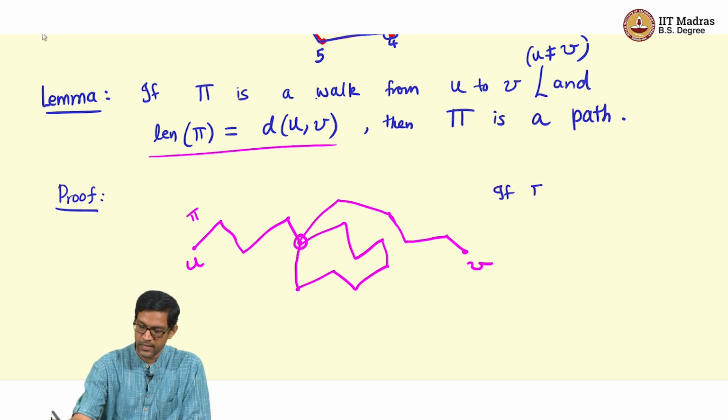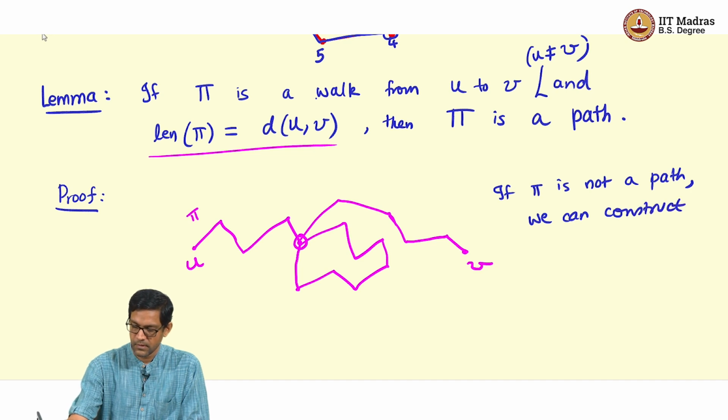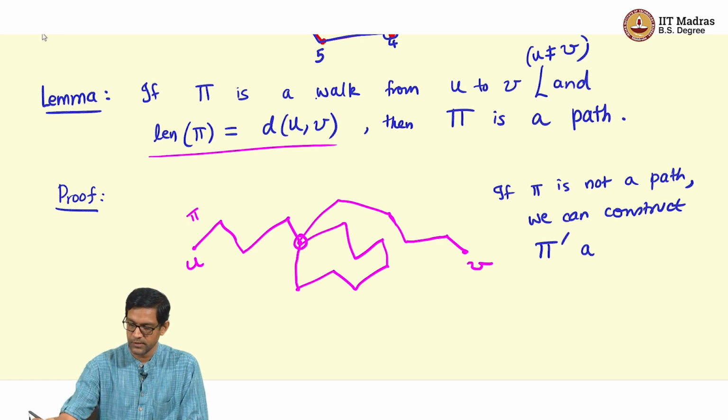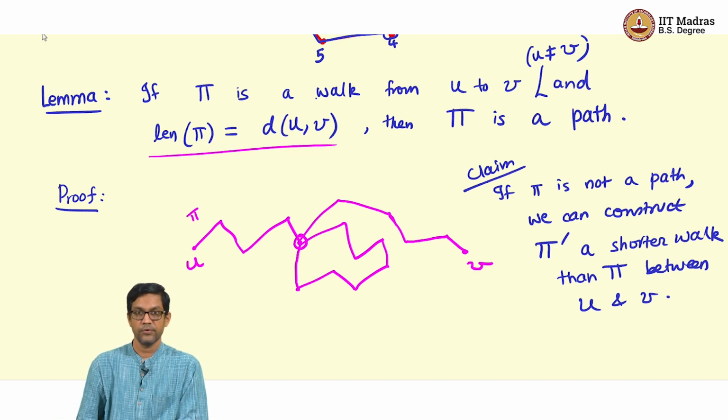Okay. So, if pi is not a path, then we can construct, let us call it pi prime, a shorter walk than pi between the points u and v. So, this is what we claim. So, this is what we will prove. Okay. If pi is a walk which is not a path, then you can actually construct something shorter than pi. Okay. How do we do it?